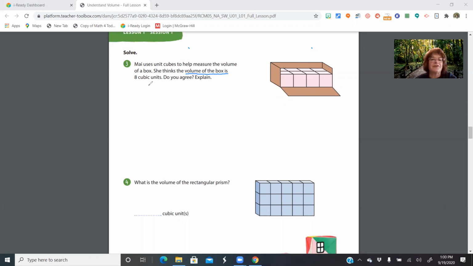Well, no, because they have space up here. So our answer is going to be no. I'm going to make it like this. We could say the entire box, oops, let me fix that, is not filled with cubic units.